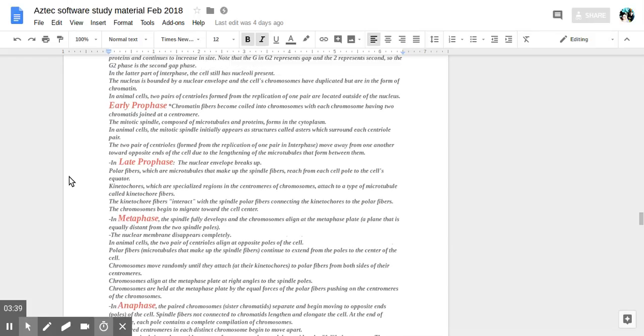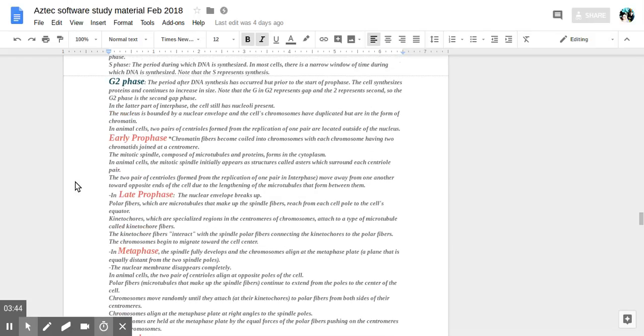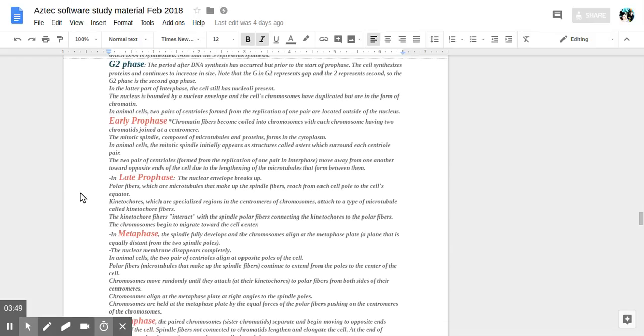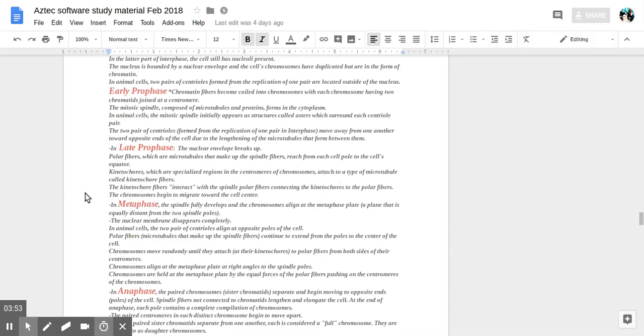And the nuclear membrane disappears completely. In animal cells, the two pairs of centrioles align at opposite poles of the cell. Polar fibers, microtubules making up the spindle fibers, continue to extend from the poles to the center of the cell. Chromosomes move randomly until they attach at their kinetochores to polar fibers from both sides of their centromeres. Chromosomes align at the metaphase plate at right angles to the spindle poles, and they're held at the metaphase plate by equal forces of the polar fibers pushing on the centromeres of the chromosomes.